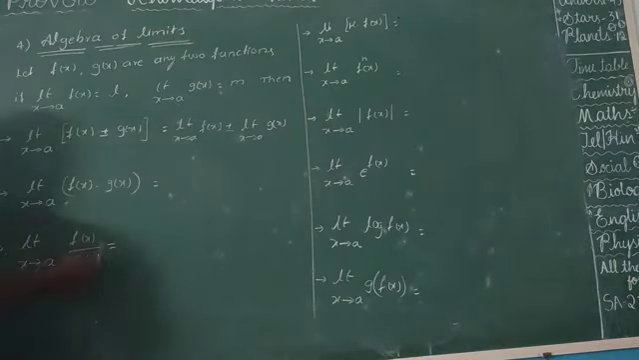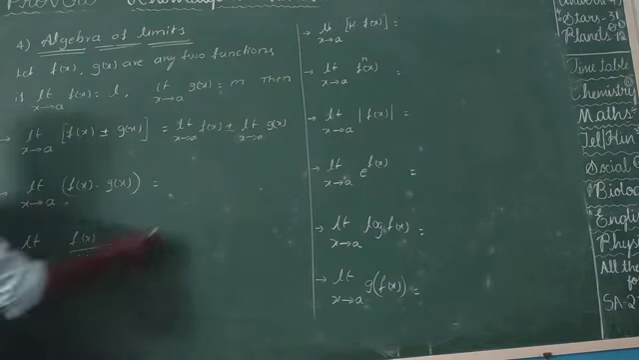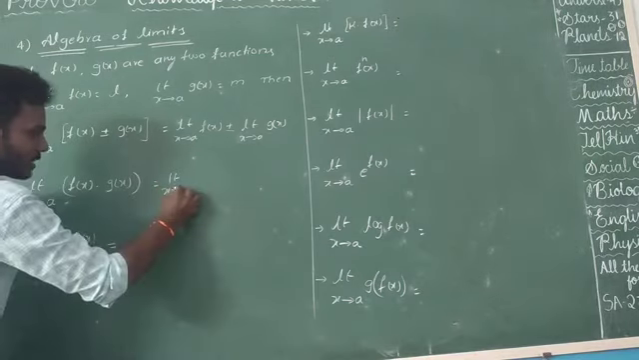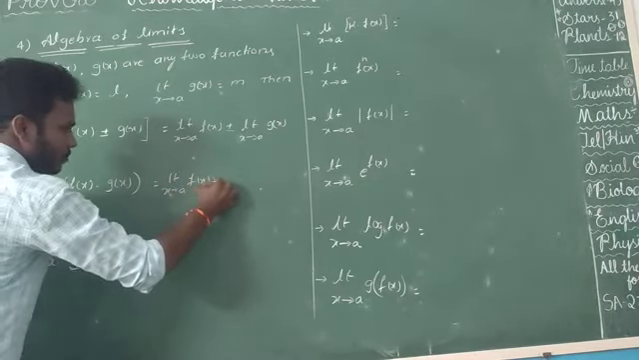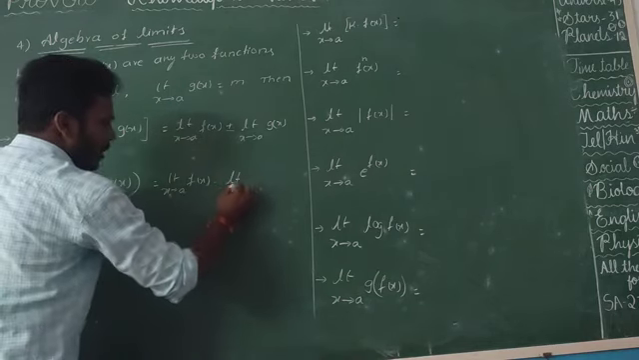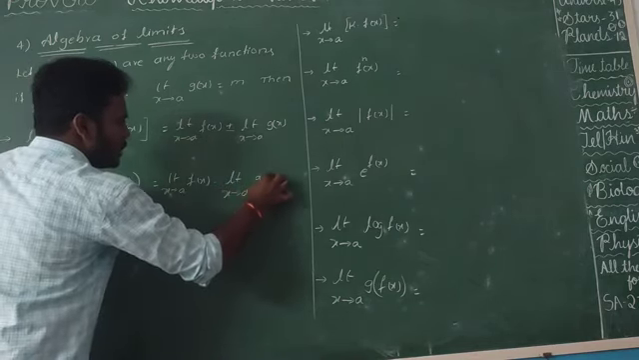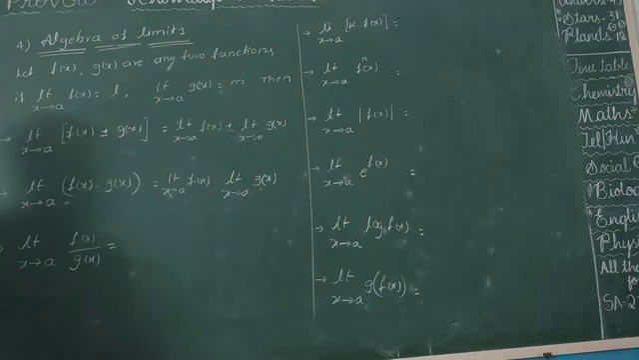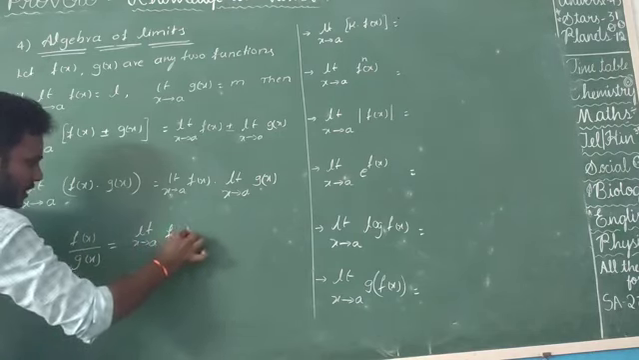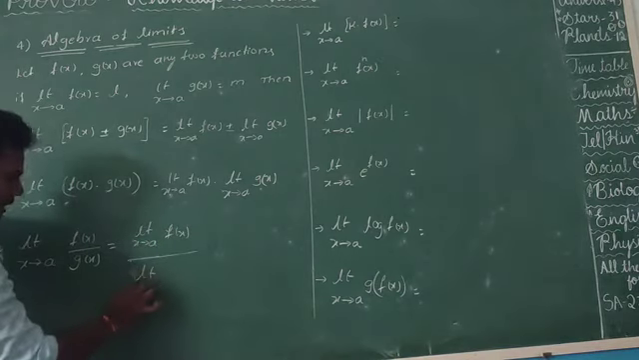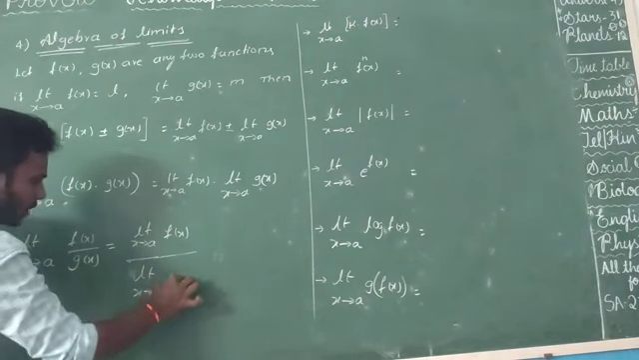Now the product also, in the same manner you can split the limit to each and every function. Limit x tends to a, f of x into g of x can be written as limit x tends to a, f of x into limit x tends to a, g of x. In the same manner for division, you can apply the limit for f of x by the limit for g of x, that is limit x tends to a, f of x by limit x tends to a, g of x.